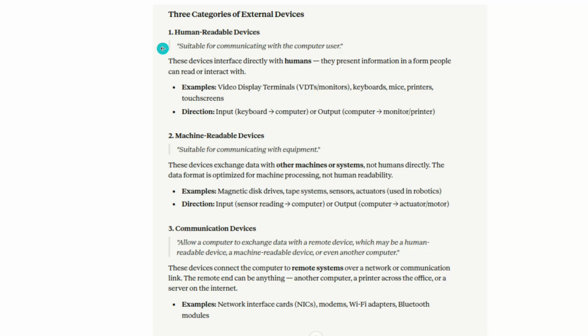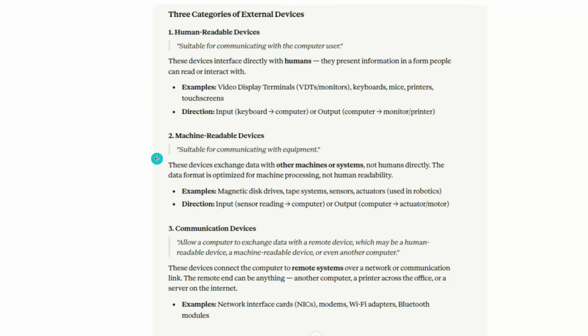So in short, those devices which help the computer system to communicate directly with the computer's users, these devices interface directly with humans. These kinds of devices are called human readable devices. Their examples are given here.